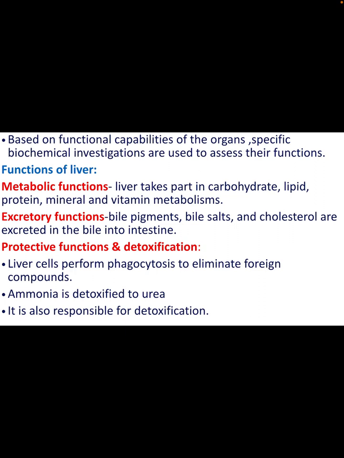And next prime function is its protective function and detoxification. We all know detoxification is the conversion of toxic compounds to less toxic and more easily excretable form. That is done by liver. And liver also performs phagocytosis to eliminate foreign compounds. Ammonia is detoxified to urea. That is also an important example.